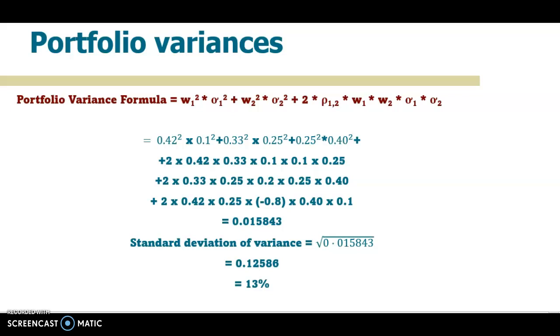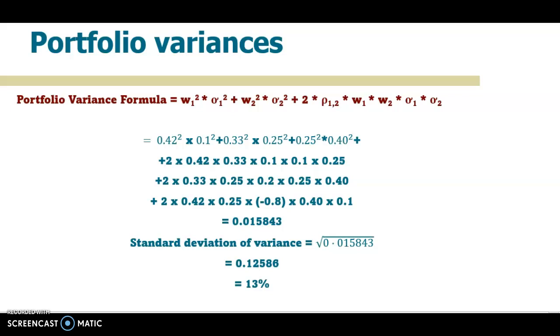Then 2 times the weight of asset X and the weight of asset Y times the standard deviation of asset X and the standard deviation of asset Y times the correlation between the asset pair of X and Y. Similarly, we put the information of assets Y and Z and assets X and Z in the formula. We get the variance, which is 0.015843.